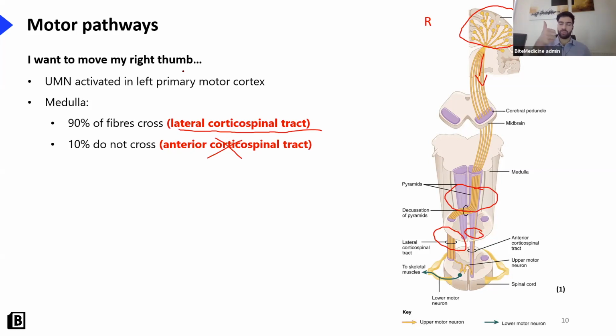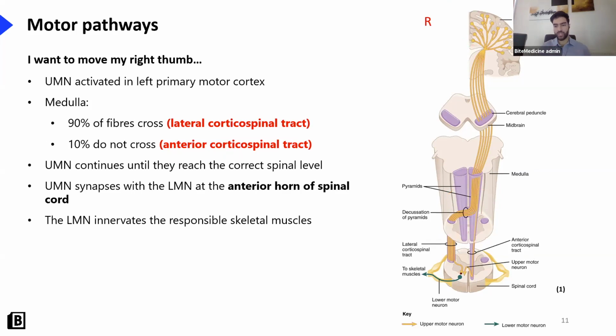So just to summarize, if I want to move my right thumb, the left motor cortex is activated, you have upper motor neurons coming down, decussating at the medulla, in the pyramids, and then forming the lateral corticospinal tract. The upper motor neuron then continues until it reaches the correct spinal level for my thumb. I can't think of what that might be, probably somewhere in the cervical or upper thoracic cord. And then it synapses at the anterior horn, and that's this green blob here. It synapses at the anterior horn, and then your lower motor neuron goes off to the thumb muscles. And then I can move my thumb.